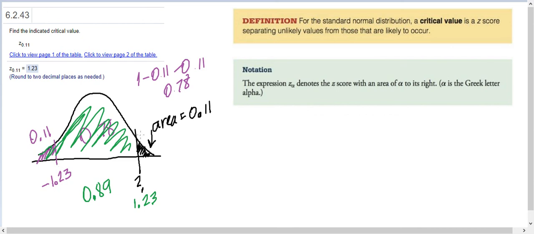So generally I just tell students, after you do this enough, put in inverse norm 0.11 and realize the answer is not negative, it's the positive version. That's really all you need to know.